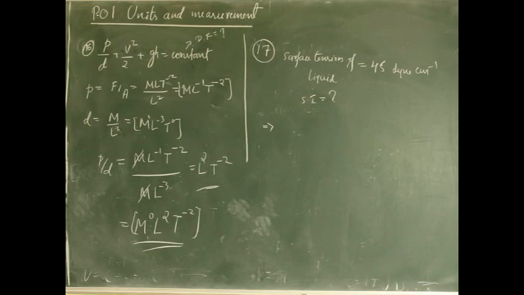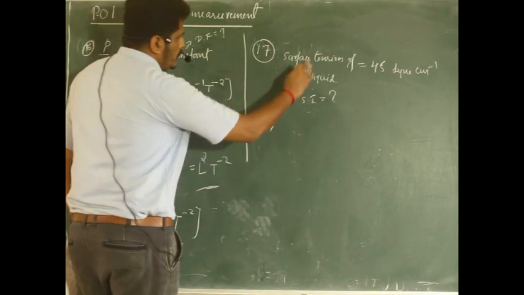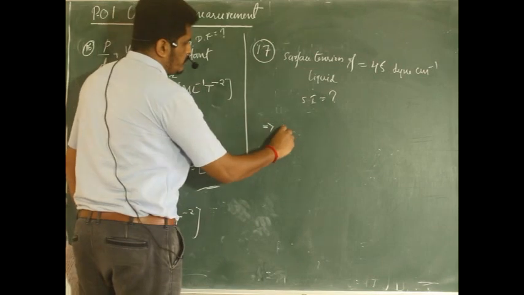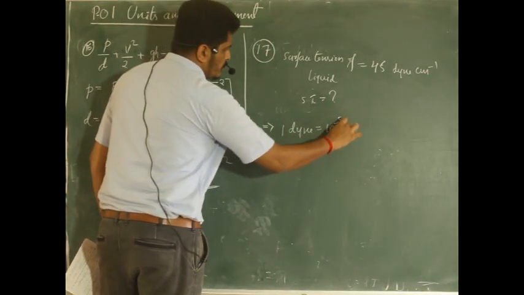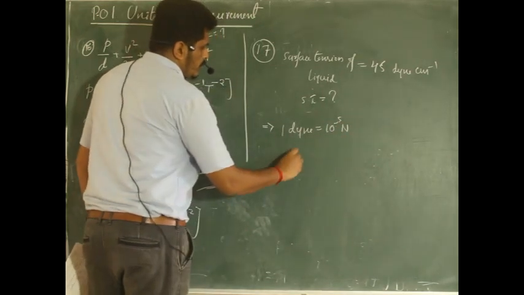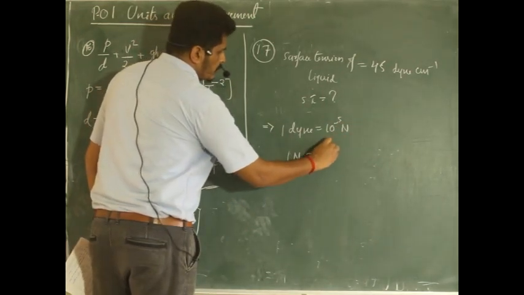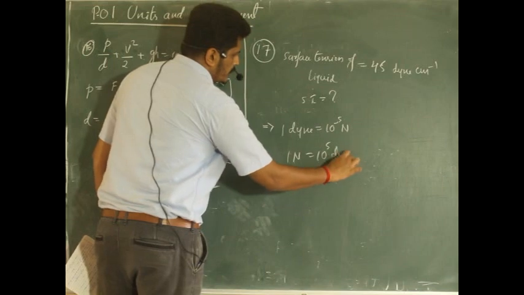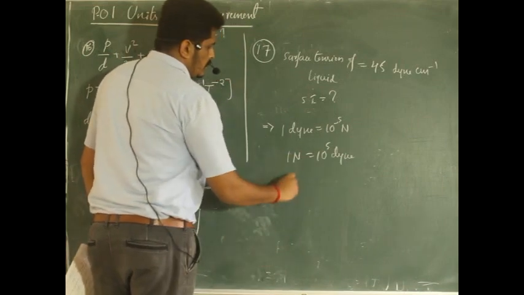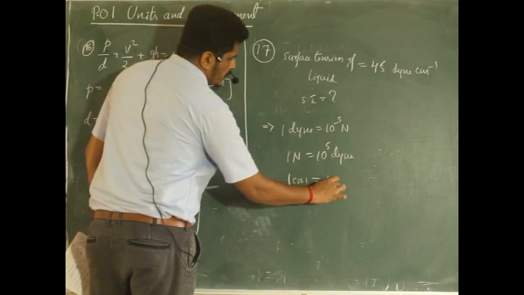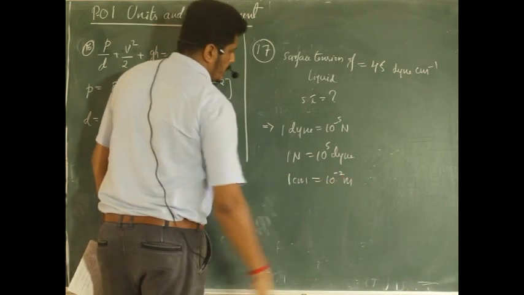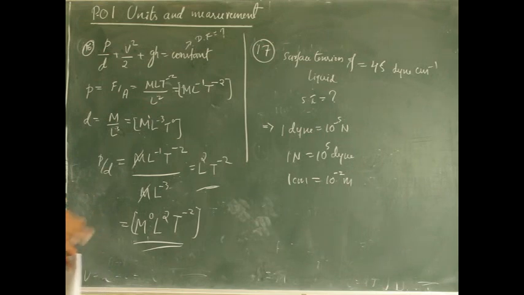So next what I write is, understanding this one, 1 dyne equals 10 to the power minus 5 Newton, correct? 1 Newton equals what? 10 power 5 dyne. What is 1 centimeter? 10 to the power minus 2 meter. Given that, we already know about this, correct? So this is what we can write.